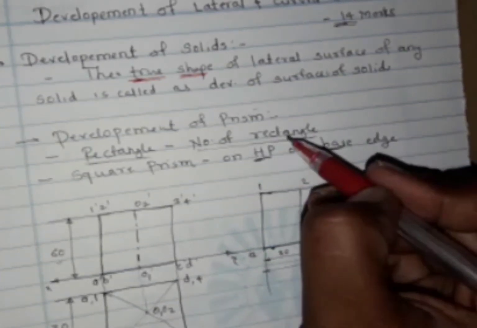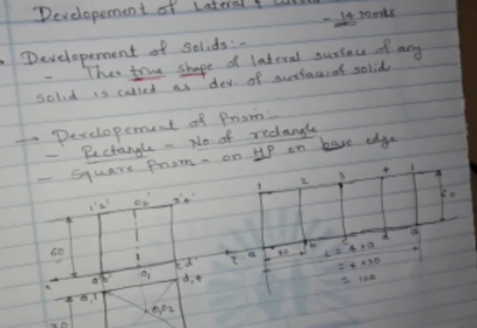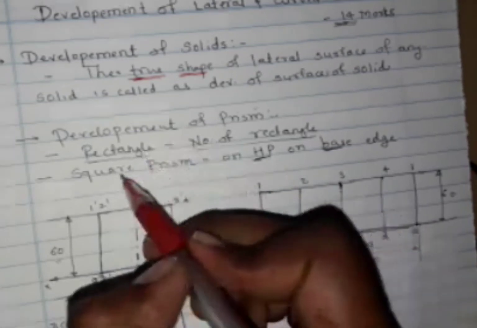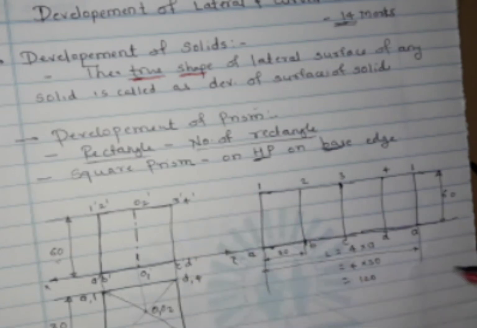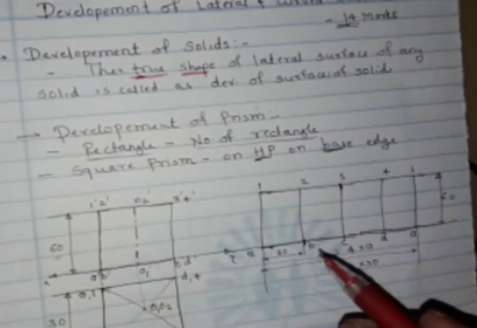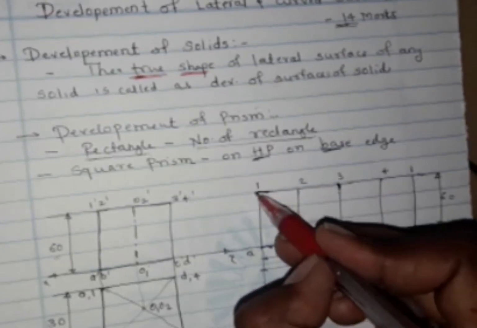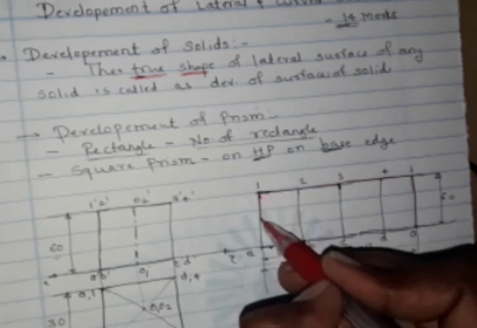Now later on we have seen the development of the prism. Okay, and in that we have considered the square prism resting on the HP on its base edge. And before that, for the development of prisms, we are getting a number of rectangles. Accordingly we have drawn its front and top view, and we have seen the development of the prism, which consists of one rectangle.